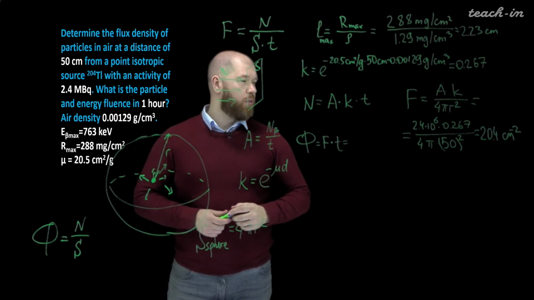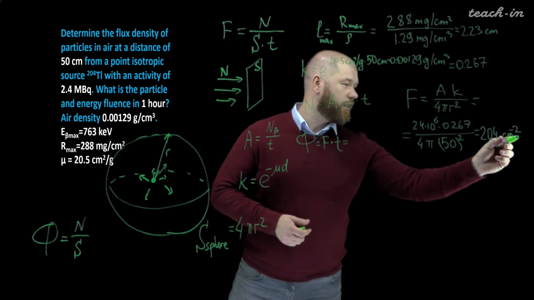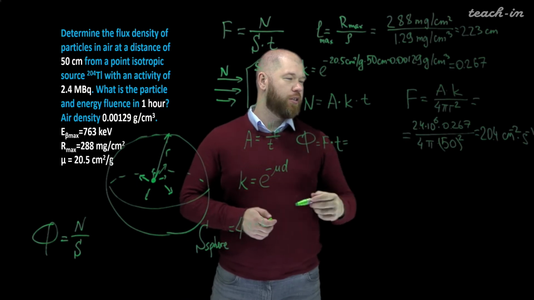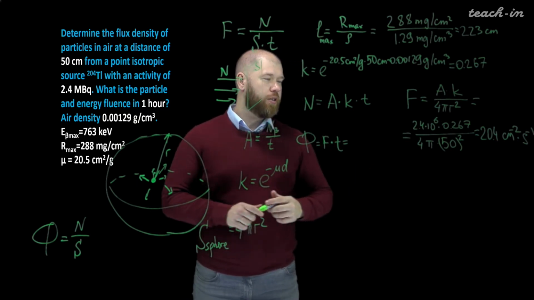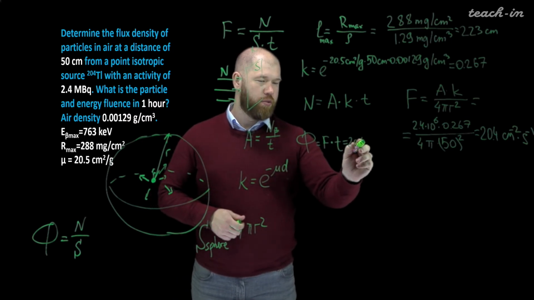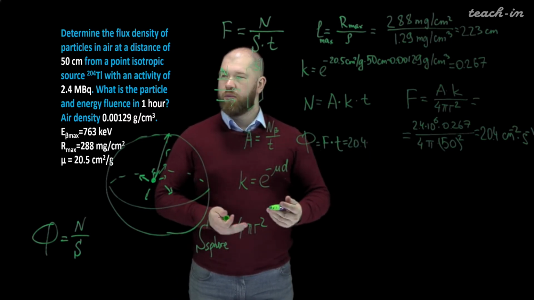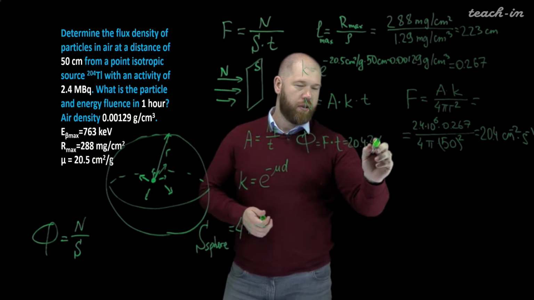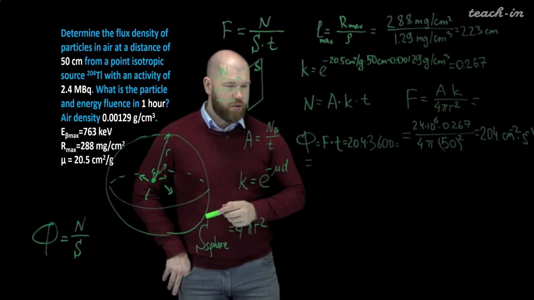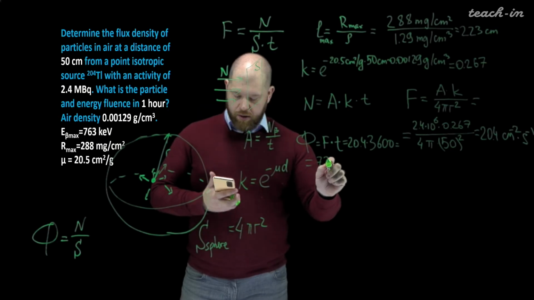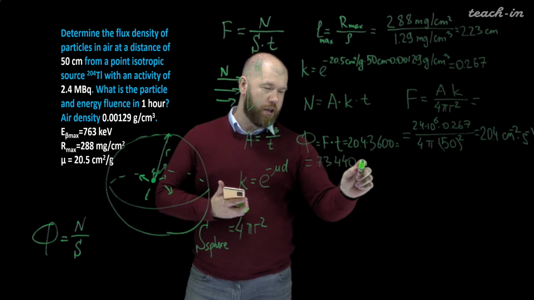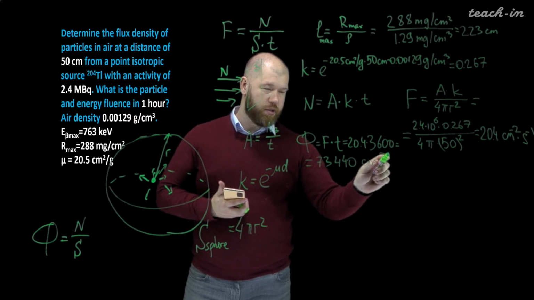So we have 1 hour. Sorry, there is also a second, second minus 1, because we have activity, it is particles per second. And thus we simply multiply 20.4 by 1 hour. 1 hour is 3,600 seconds. So we will obtain 73,440 particles per squared centimeter.